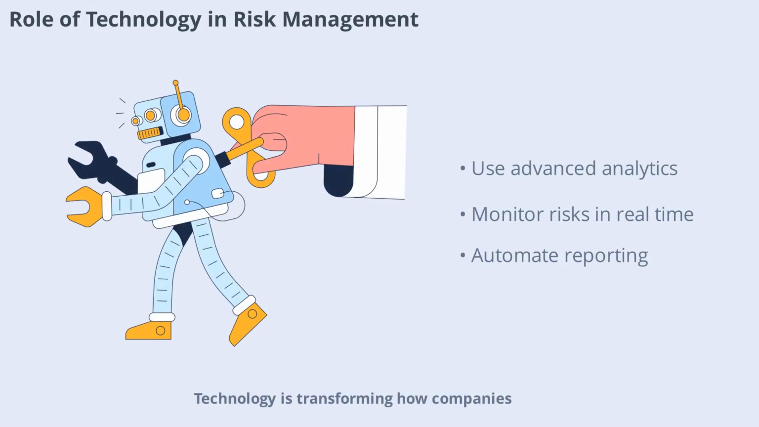Technology is transforming how companies manage financial risks in international business. Advanced analytics, real-time monitoring, and automated reporting tools enable faster and more accurate risk assessment. Investing in the right technology can help businesses identify emerging threats, streamline compliance, and improve decision-making. Staying updated with technological advancements ensures that risk management practices remain effective and efficient.